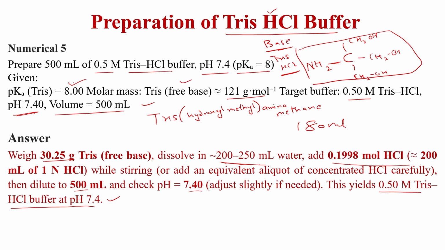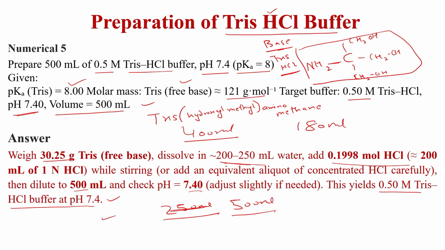Say initially we have to prepare 500 ml, you prepare 400 ml, and then adjust the pH to 7.4 using the remaining HCl, and then you finally make up the volume. Oh sorry, here it is 500 ml. So instead of 400 ml, to make up the volume to 500 ml, because 500 ml we have to prepare. And so in that we will have 500 ml of 0.5 molar Tris-HCl buffer, pH 7.4, pKa equal to 8. So we have performed calculations for the preparation of buffer.